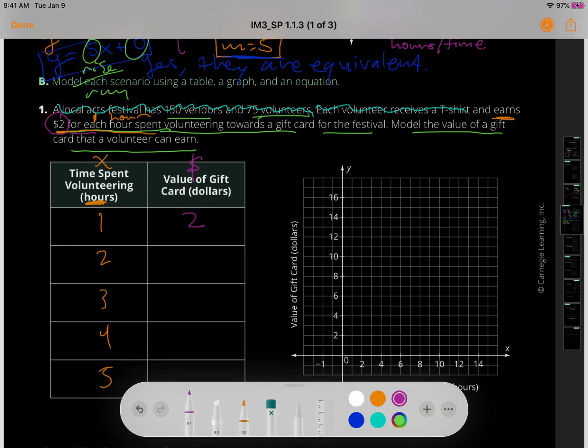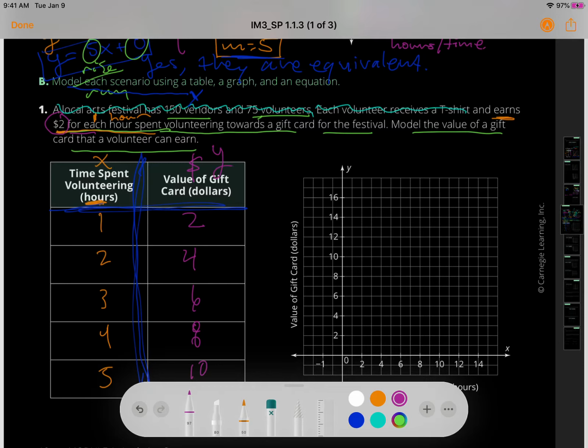So if you spend 2 hours there, you're getting $2 for every hour. That means $2 the first hour, $2 for the second hour, so you get a total of $4, right? And then 3 hours, you get $2 for each hour, so 3 times 2 is 6. 4 times 2 is 8, and then 10. So model each statement using a table. So this is a table because you have x and y coordinates.